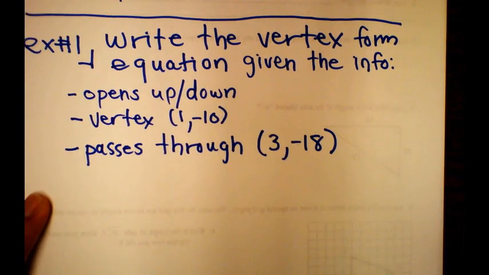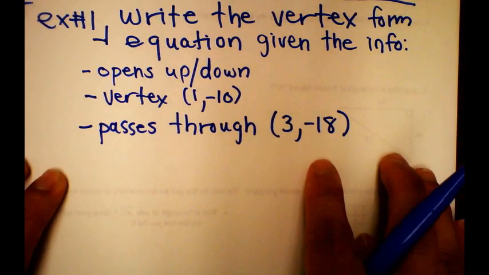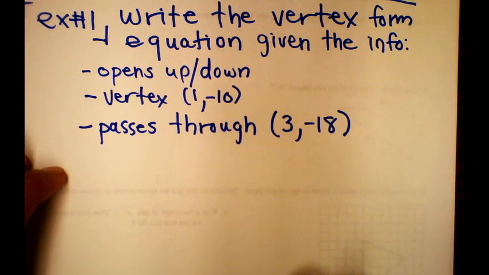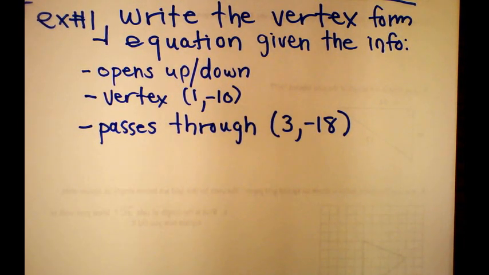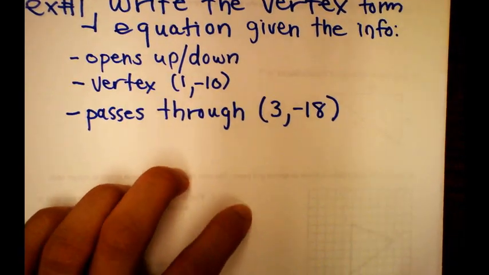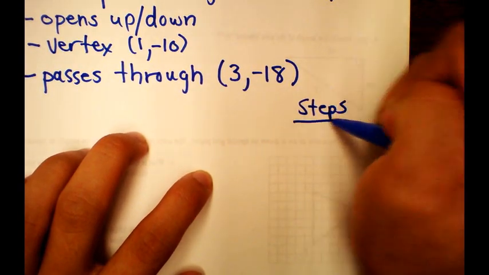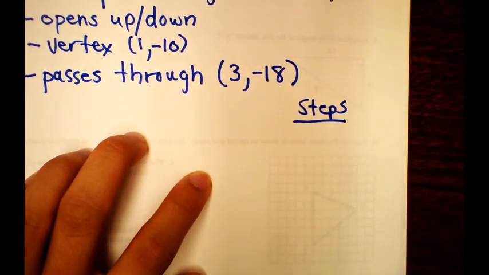Just like in class, I'm going to put the step-by-step instructions over here, and we're going to do the work on the left side. Example number 1: write the vertex form equation given the following pieces of information. This parabola opens up or down. The vertex is (1, -10), and this parabola passes through (3, -18). Let's start with the steps on how to do this problem.